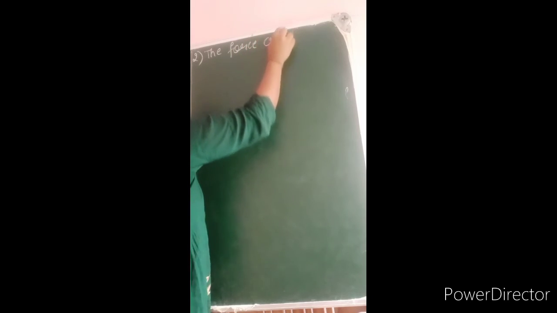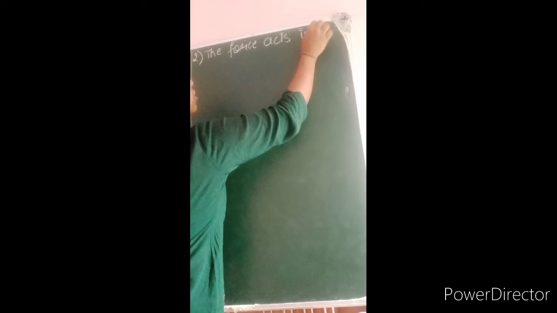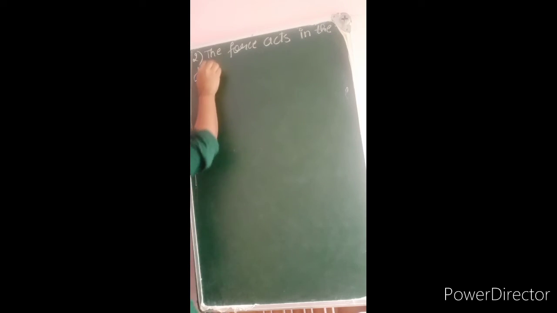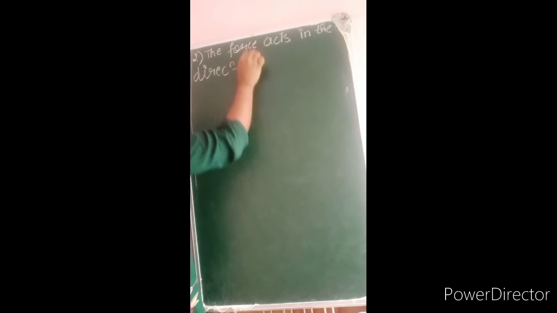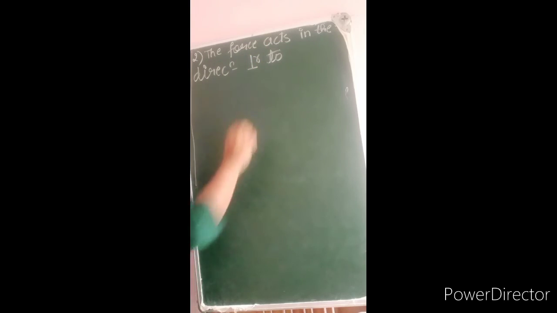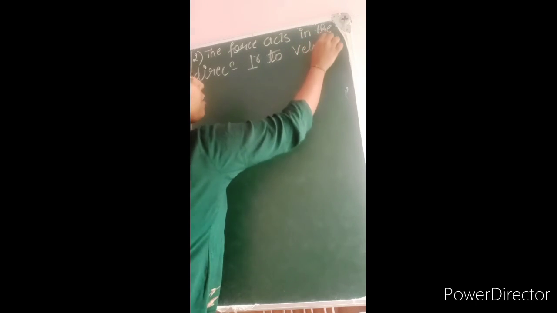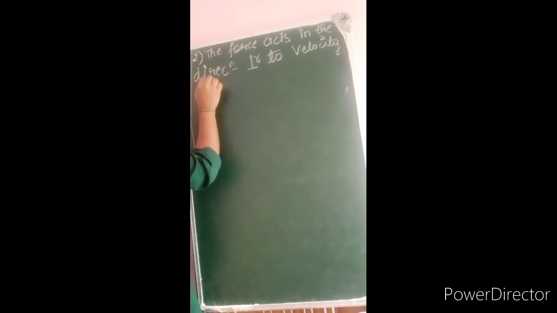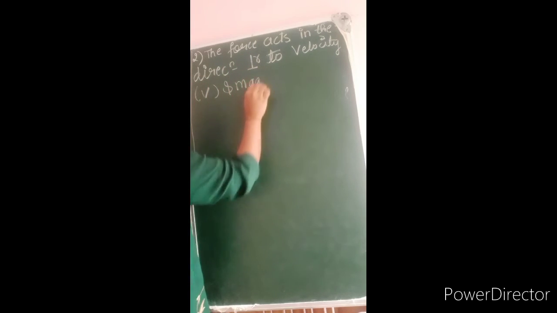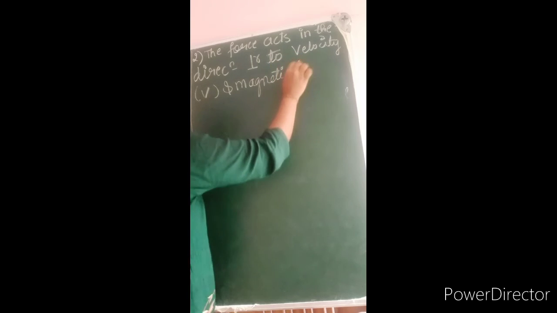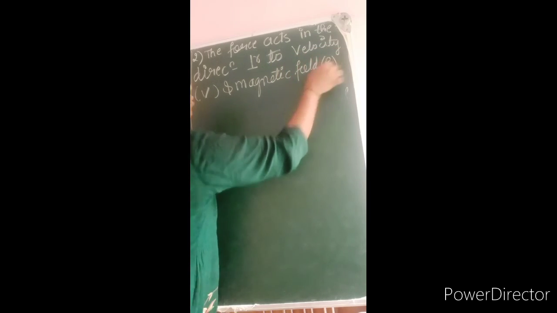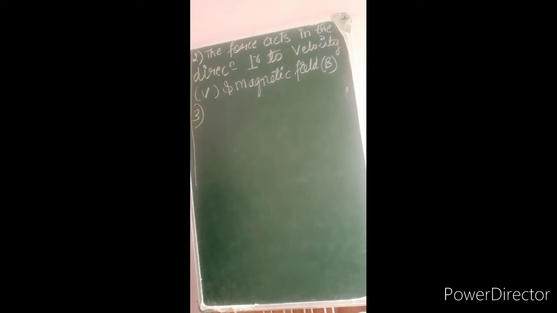The second feature is that the force acts in the direction perpendicular to both the velocity v and the magnetic field B.